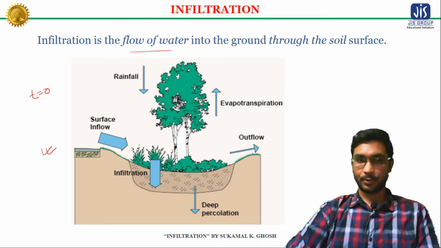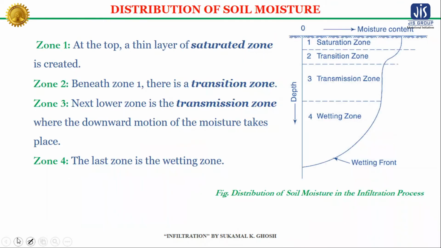runoff. Now, when water is applied at the surface of a soil, 4 moisture zones in the soil, as shown in this figure, can be identified. In the infiltration process, at the very top, a thin layer of saturated zone is created. You may observe in this figure, at the very top there is a saturation zone. Beneath the saturation zone we have the transition zone.